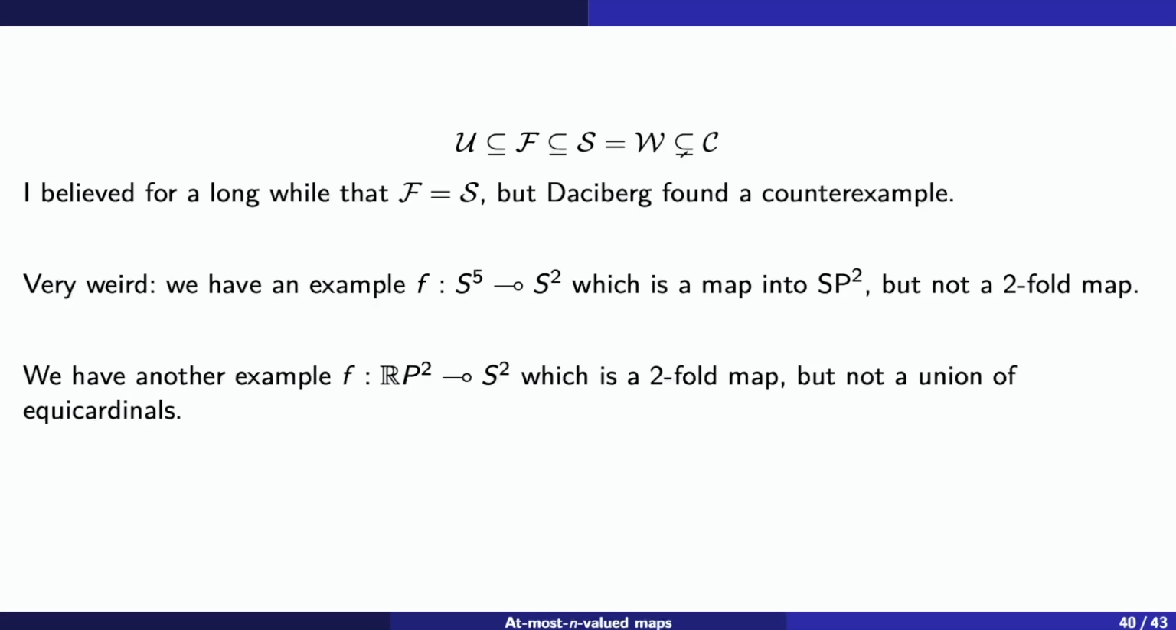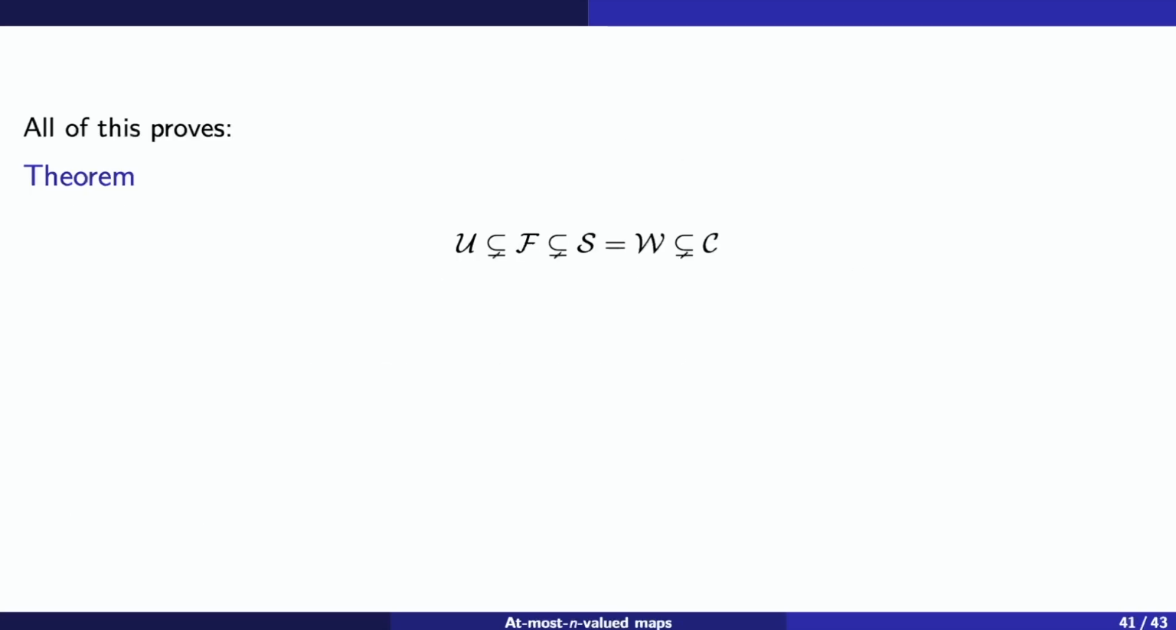We have an example which is a 2-fold map, but you cannot break it into a union of equicardinal maps. So that means this F really is properly contained in between these other two classes of maps. All right, and this is really the full version of the theorem that you'll see in the paper.